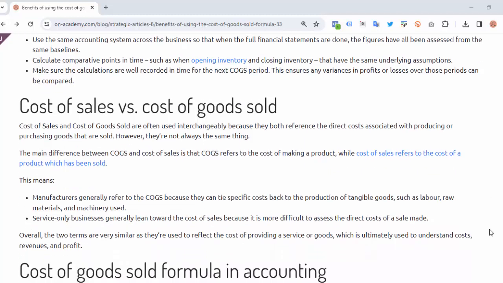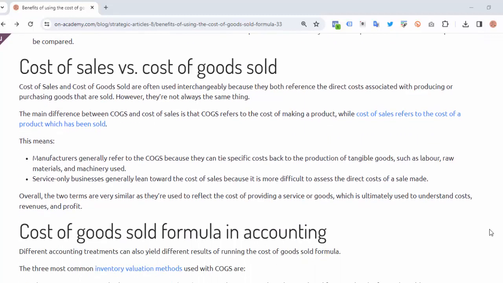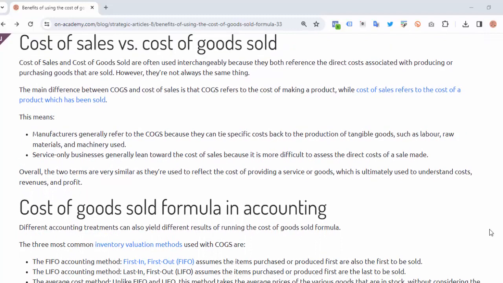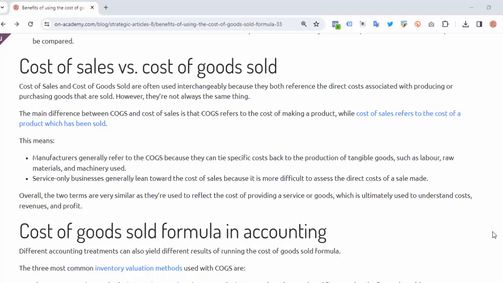This ensures any variances in profits or losses over those periods can be tracked. Cost of sales versus cost of goods sold. Cost of sales and cost of goods sold are often used interchangeably because they both reference the direct costs associated with producing or purchasing goods that are sold. However, they're not always the same thing.